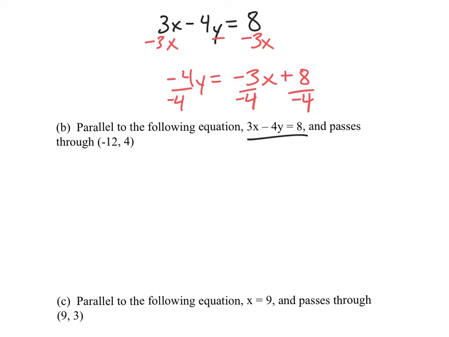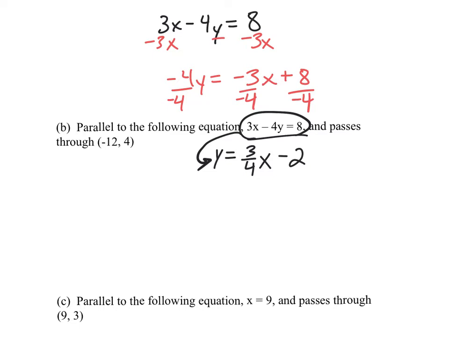So this equation now just becomes y equals negative 3 over negative 4, which just becomes 3 over 4 x. And 8 divided by negative 4, negative 2. Okay, make sure you got that down. So this equation equals this: y equals 3/4 x minus 2. That is our new equation.